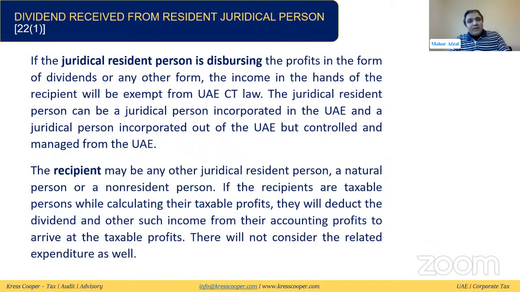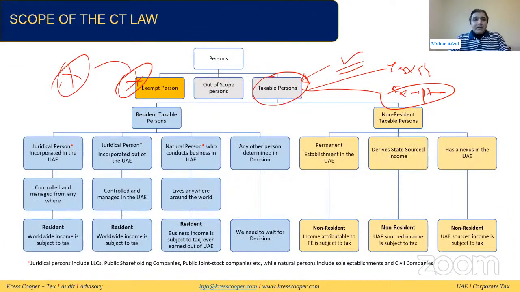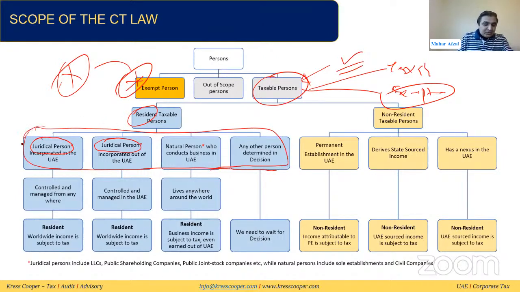The first is dividend received from the resident juridical person. Any dividend received from the resident juridical person, if I'm going back to the first slide in our first or second lecture, we discussed juridical persons. These are the juridical persons. These are the resident juridical persons. So these are the resident persons, all of these are resident persons. Out of these, 2 are the juridical persons.